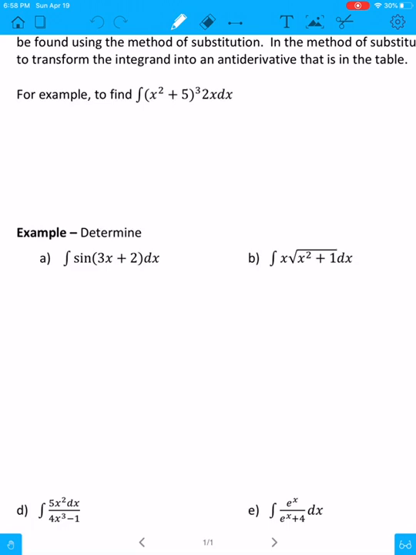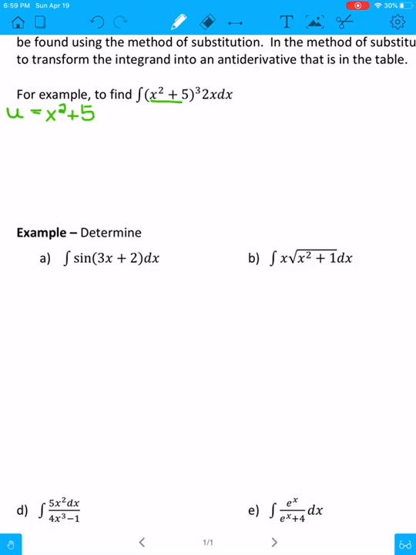For the example, find the antiderivative, the integral of (x squared plus 5) to the 3 times 2x dx. What I would hint to you to do for substitution is, most often, it's what's in the bracket. I'm going to label it as a u. So I'm going to go u equals x squared plus 5. That's my first step: find the thing that's often the most complicated piece, use what's in there, and substitute it as a u.